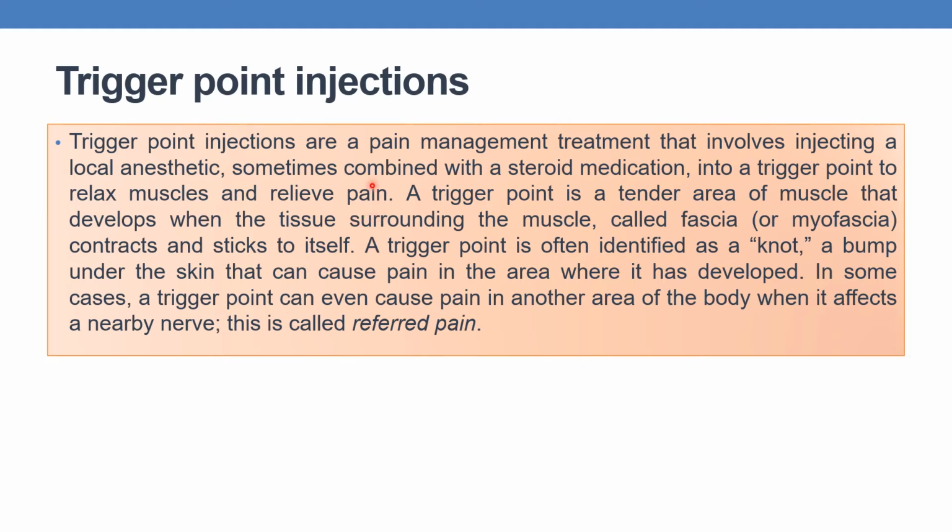So what is a trigger point? A trigger point is a tender area of muscle that develops when tissue surrounding the muscle, called fascia or myofascia, contracts and sticks to itself. A trigger point is often identified as a knot or bump under the skin that can cause pain in the area where it has developed. In some cases, a trigger point can even cause pain in another area of the body when it affects a nearby nerve. This is called referred pain.